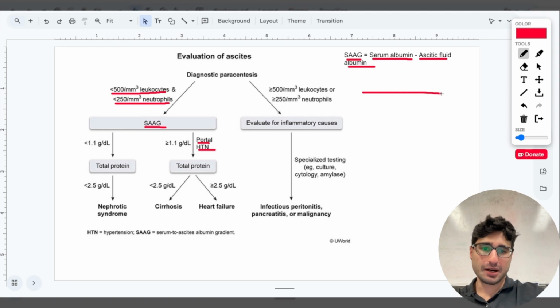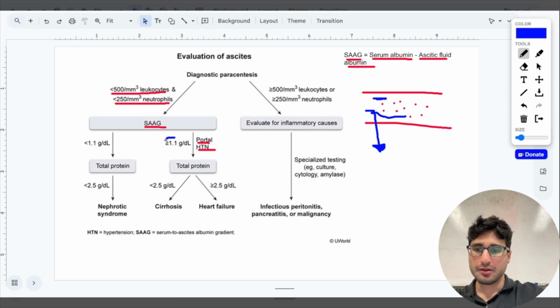Now, the way that I like to think about this is, imagine that this is a vessel. Imagine that the dots that I'm drawing are albumin, and imagine that this is some fluid found within the vessel. So if there's portal hypertension, then the high pressure is going to force water out of the vessel. But the vessel is intact, so the albumin is going to stay within the vessel. As a result, the serum albumin is going to be higher relative to the ascitic fluid albumin, giving us a number of 1.1 or greater.